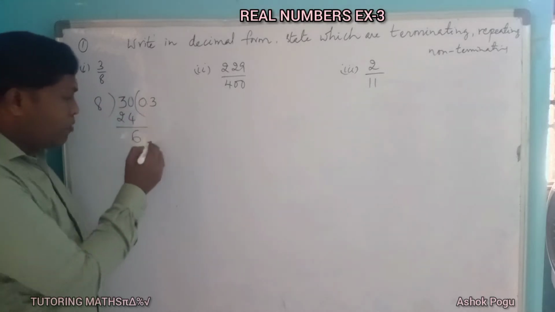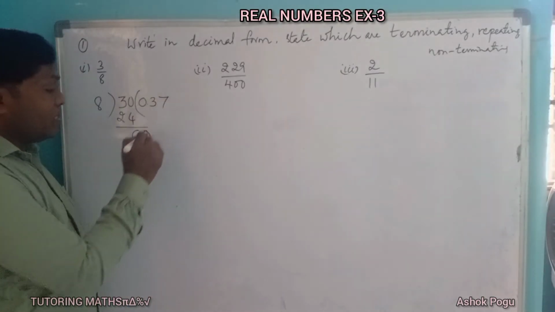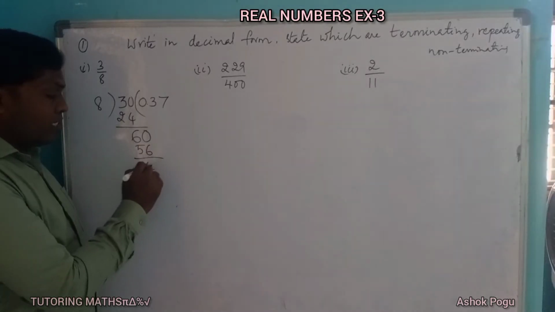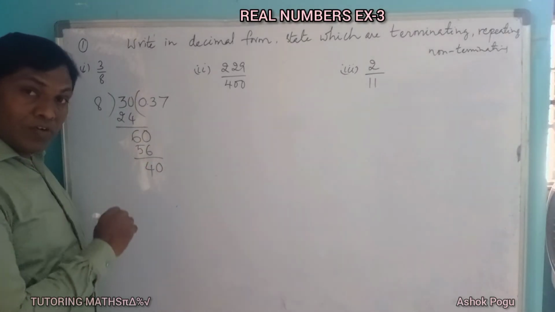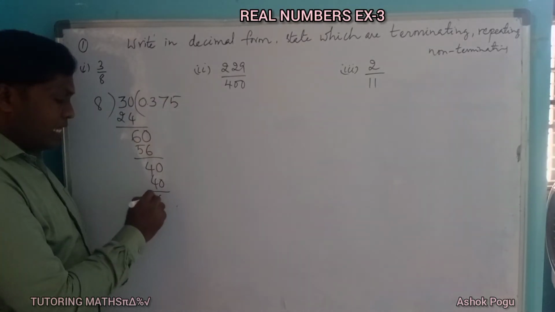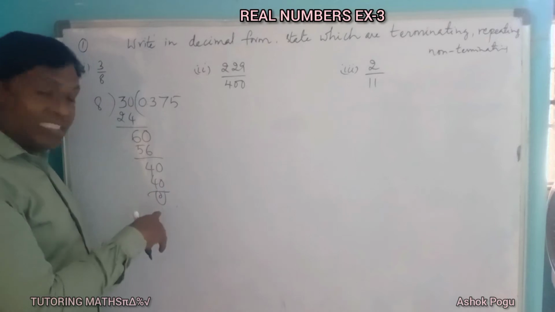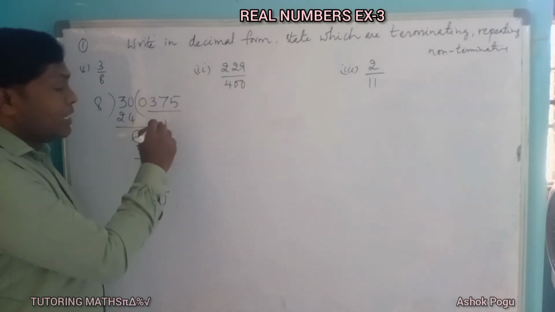Already we kept a decimal point, so you can take 0. 8 7s are 56, and 4 is the remainder. Already kept a decimal point, so for that you can take 0. Now 8 table, 8 5s are 40. Yes, the process has ended. We have got 0. Therefore it is terminating.